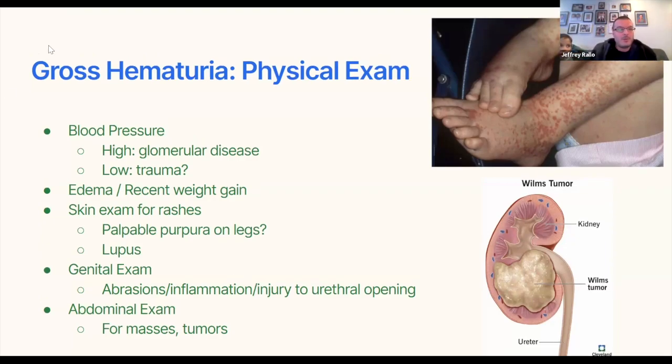Are there palpable purpura on the legs? HSP can give you hematuria, but you have to do that lower extremity exam in order to find the skin findings. And obviously you examine the genitals. I've had residents come to me with hematuria patients and they did not examine the genitals. Not sure how that happens, but it's something that needs to happen.